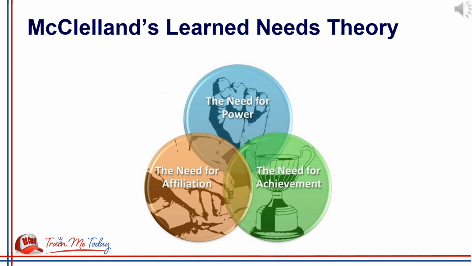McClelland examined the need for achievement, affiliation, and power, and how they were acquired, their behavior characteristics, and their effects on society. McClelland concluded that the need for achievement was characterized by personal responsibility, moderate risk, and strong desire for feedback, and was an important characteristic for economic activity and entrepreneurial success.